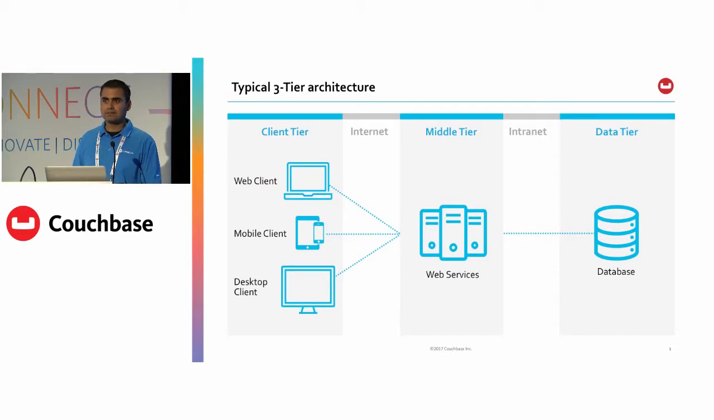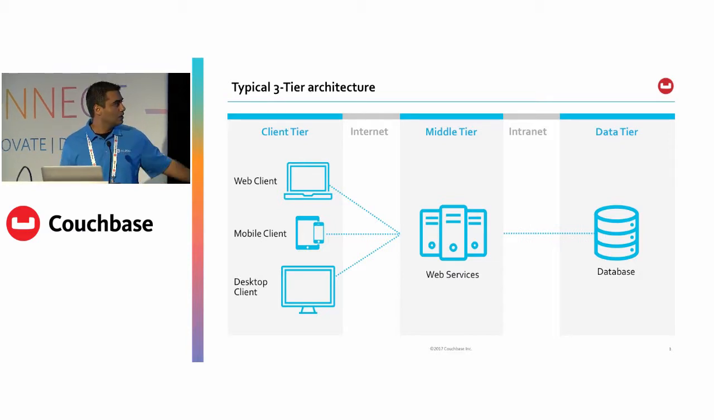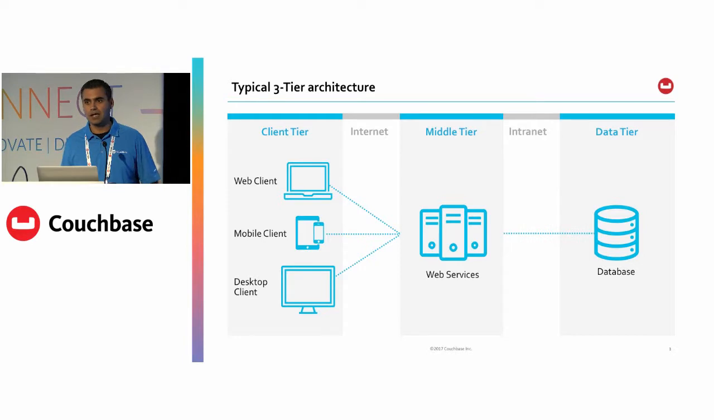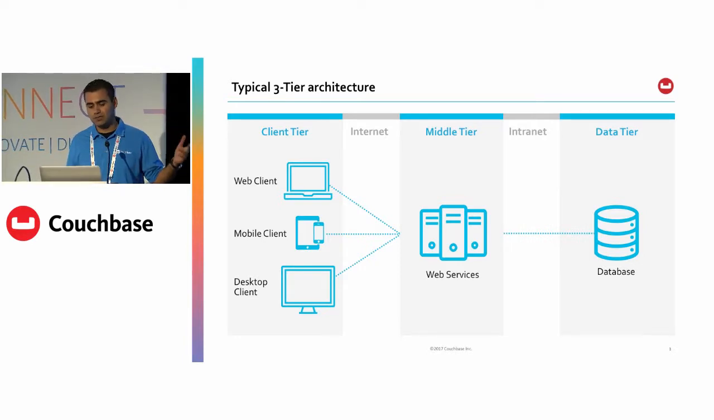So a typical three-tiered architecture application would look something like this, where you have a client that is talking to a bunch of web services or application servers that are hosted in your middle tier over the internet. And then the application server would essentially connect to the data tier. In this case, the data tier happens to have a database that's going to be communicating over the intranet.